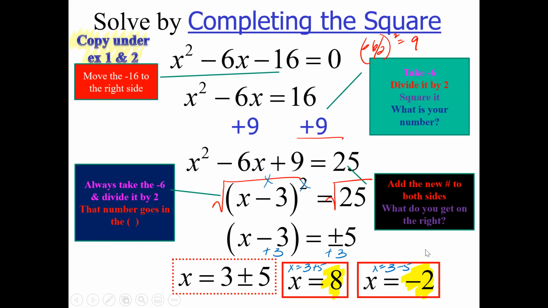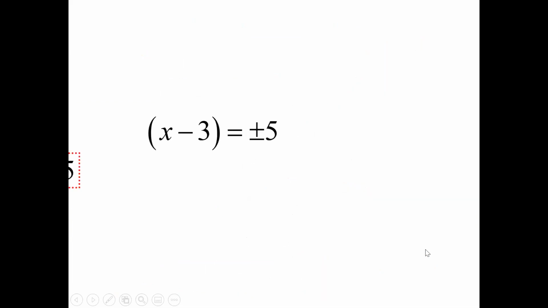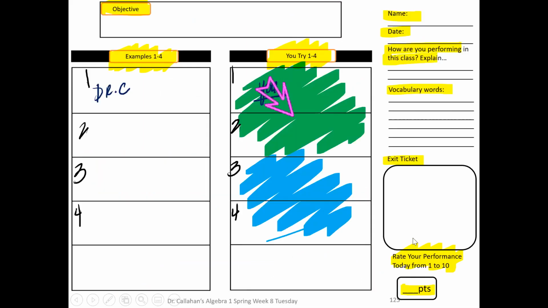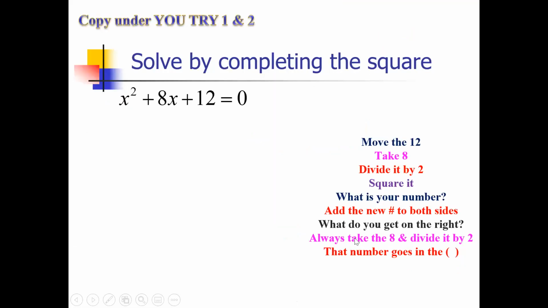So now that I went ahead and gone over the first example, I want you guys to go ahead and take a look at the second example. So you're going to try on the right side. Your question is x squared plus 8x plus 12. Here are your steps. Pause the video and try it on your own.